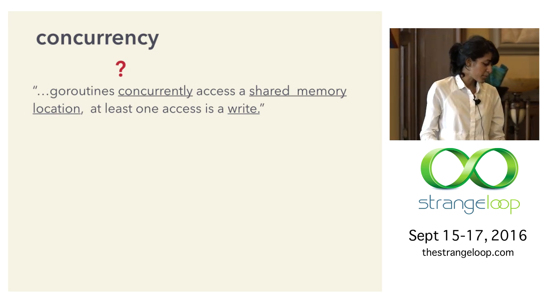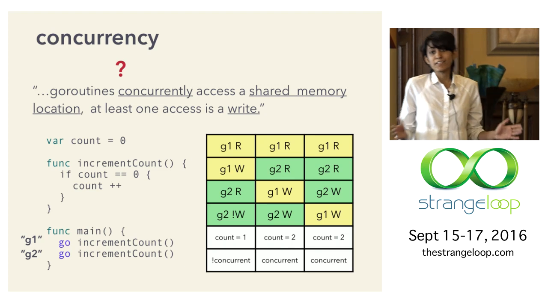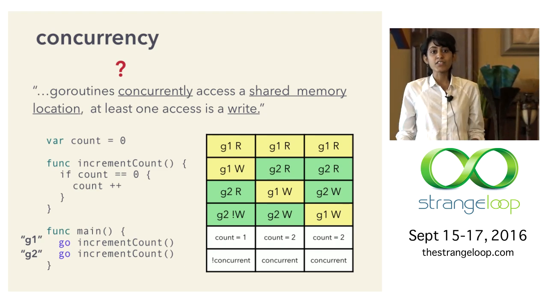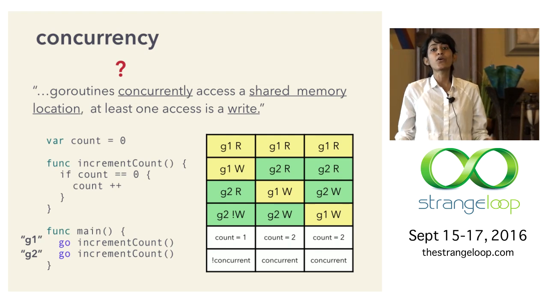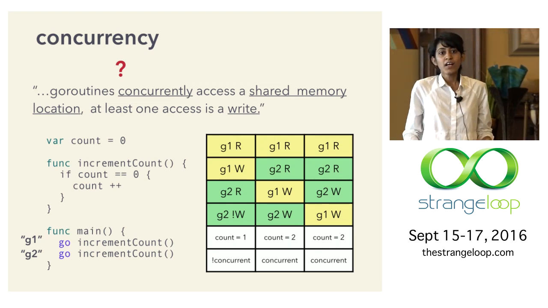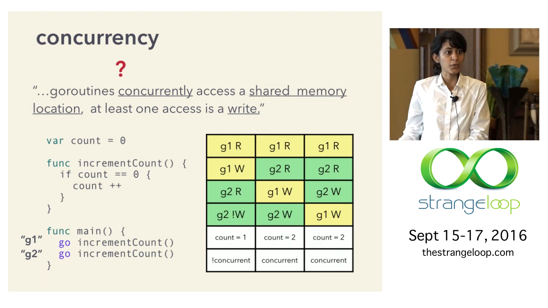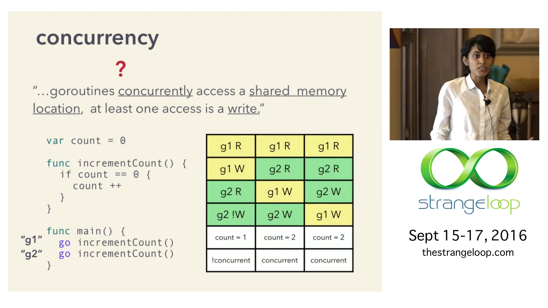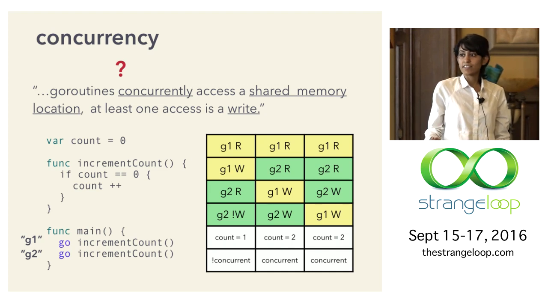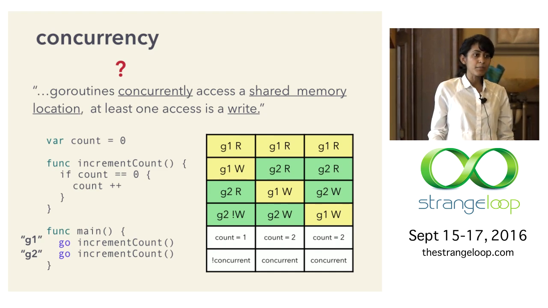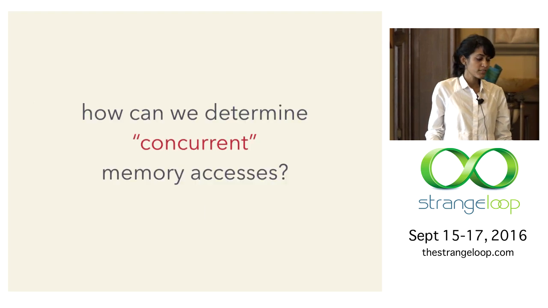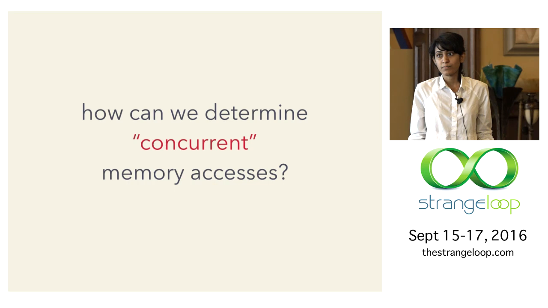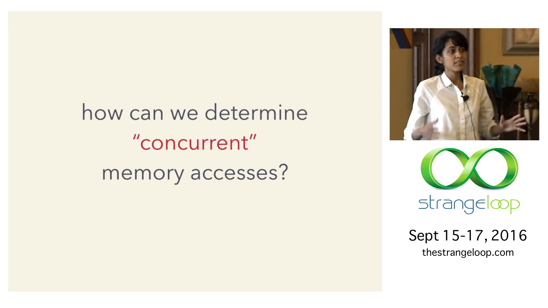With our simple example alone, this is not an easy answer, right? If our program gives us the wrong answer, if it gives us 2, then we know that there must have been a data race. But there are other executions possible. And now you think about a larger program, and this is a difficult question. So in order to detect data races, we need to be able to answer the question, how can we determine concurrent memory accesses? Let's first think about it intuitively.